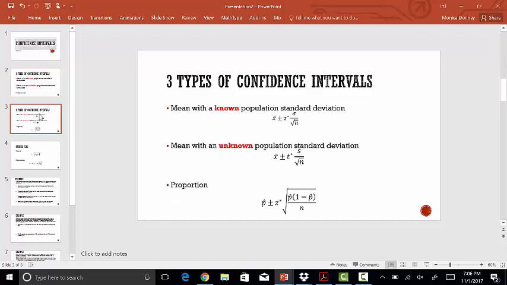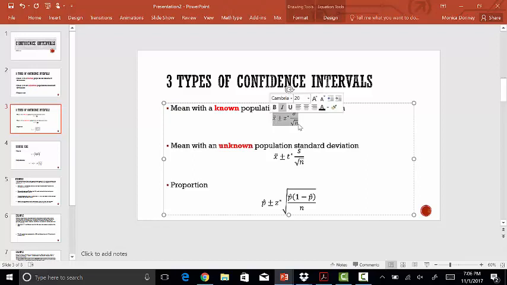All right, so if we do know the population standard deviation, we use this first formula right here: x bar plus or minus z star sigma over the square root of n. Now, if the problem does not tell us the population standard deviation, then we use this formula: x bar plus or minus t star s over the square root of n, where s is your sample standard deviation. Alright, and if we're dealing with a proportion, here we have our formula for proportions, where we're using the proportion from the problem plus or minus z star square root of the proportion of success times failure over n.